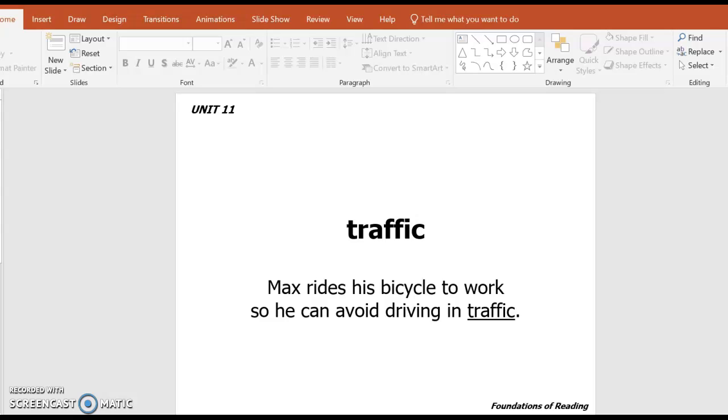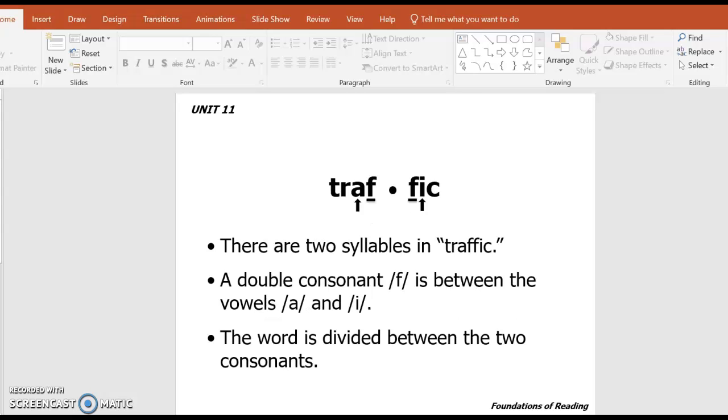Traffic. Max rides his bicycle to work so he can avoid driving in traffic. There are two syllables in traffic. A double consonant F is between the vowels A and I. So the word is divided between the two consonants.